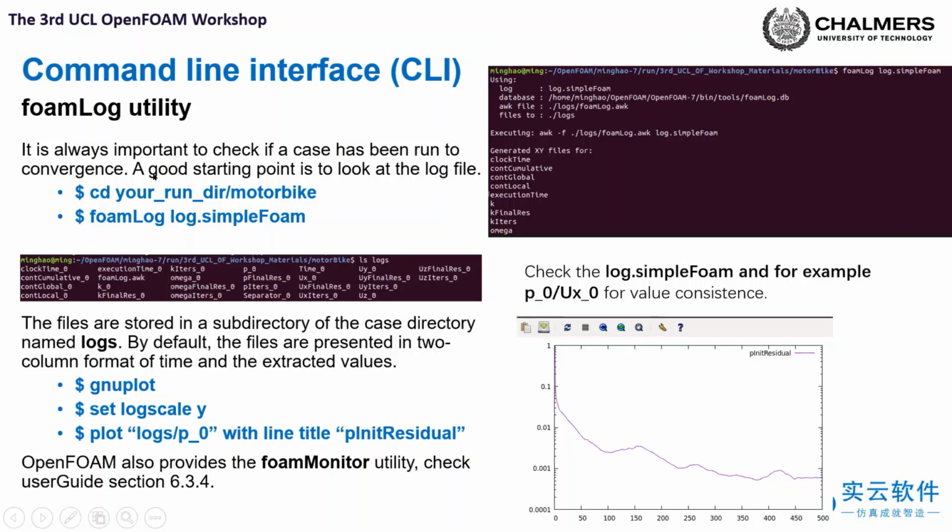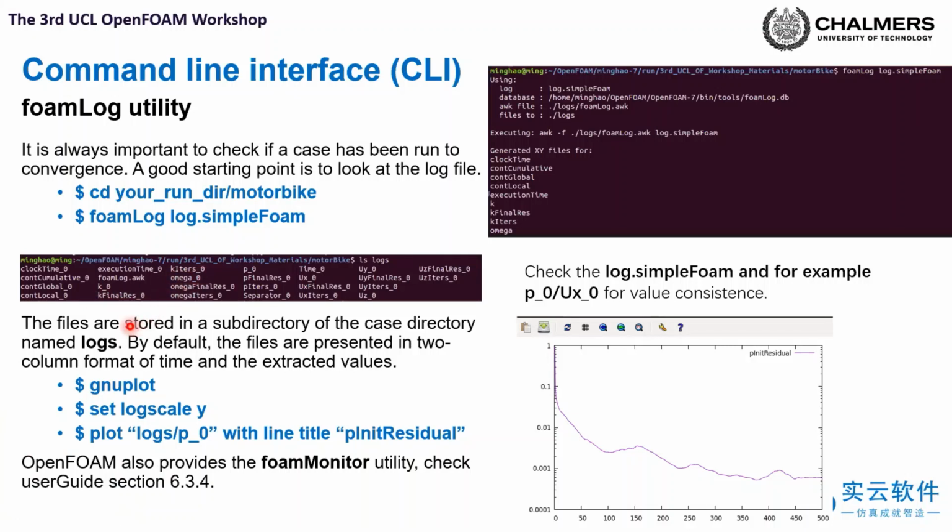So in this case, if we take the motorbike as an example, we go into the directory and then use foamLog with the input argument log.simpleFoam. So it will generate a directory called logs, and it will generate a lot of files with, for example, this clock time 0. I can turn on this laser pointer. Clock time 0, and we have this k0, k final residual 0, k iters 0.